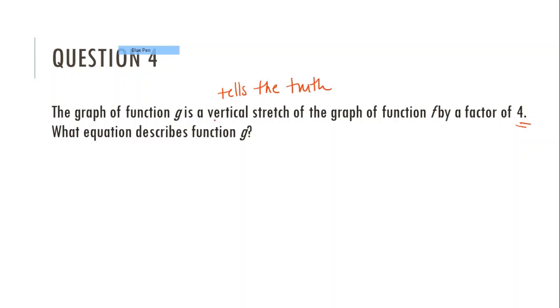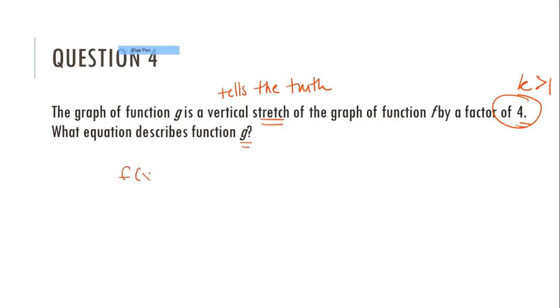Okay, if it was horizontal, you'd know that it lied. All right, it tells me that it's a vertical stretch of the graph of the function f by a factor of 4. So here's my k that is greater than 1. If k is greater than 1, it's a stretch. It already tells me that. So what equation describes the function g?